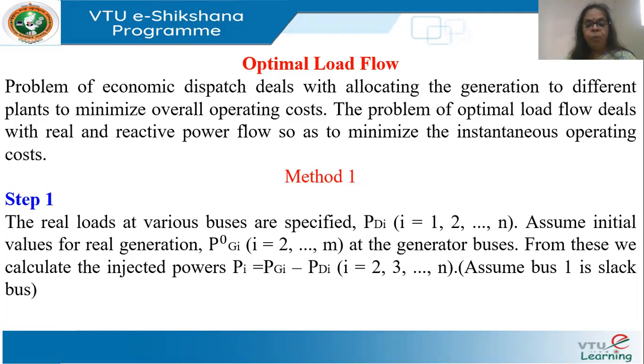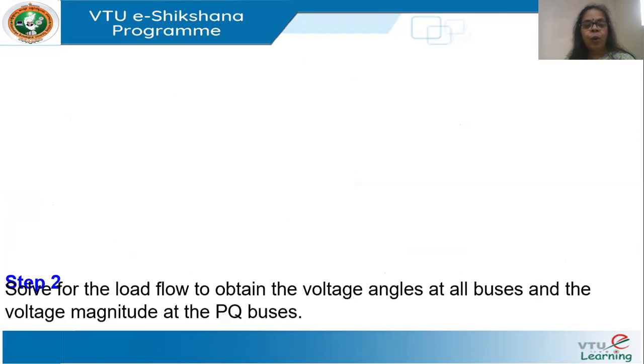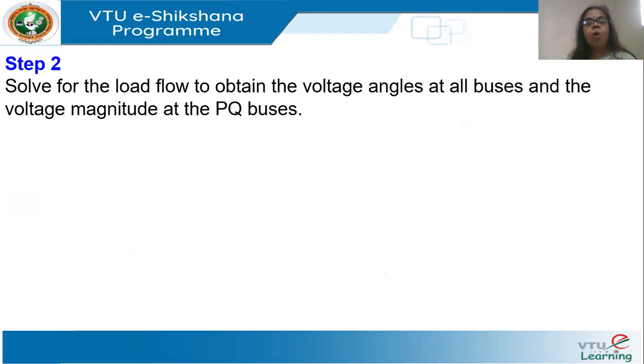And of course, along with this, you do have the data of your network. That means the line impedances, the half line charging, any reactors, capacitors connected. So the line data is there, and you would have already formed the Y bus using the line data given to you. And so in the second step, what you do is, with your assumed values of PGs, you run the load flow. You can run a Newton-Raphson or you can run an FDLF load flow method to calculate the voltage angles at all the buses and the voltage magnitude at the PQ buses.